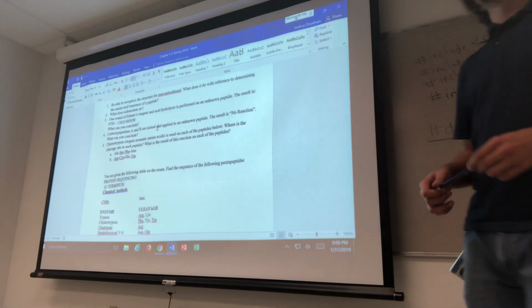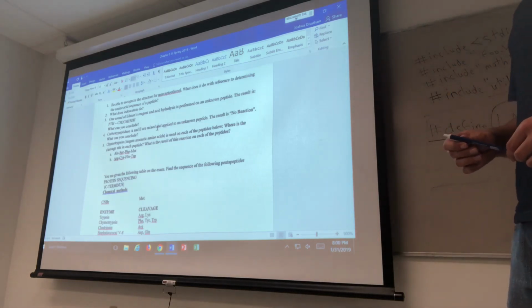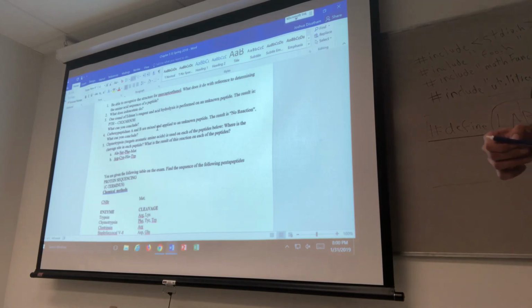For those types of questions where you have the whole sequence, for the answer choices, are they always N to C or can they be N to C or C to N? If it's not labeled, they're always written N to C. If they're not labeled, you always assume that it's written with the nitrogen terminus, as in the first amino acid, on the left, and the carboxyl terminus on the right.